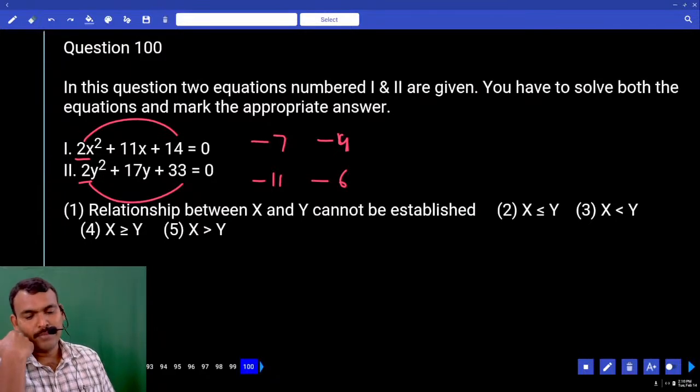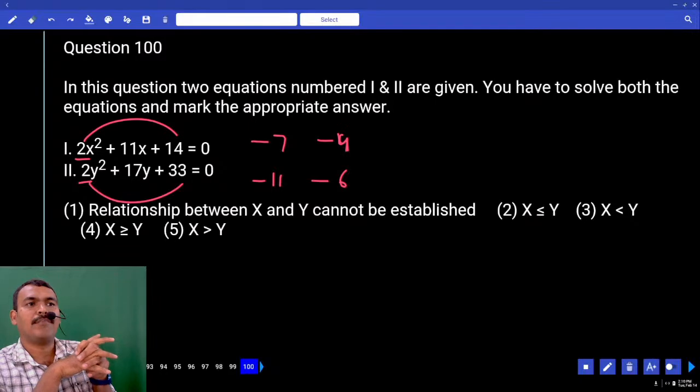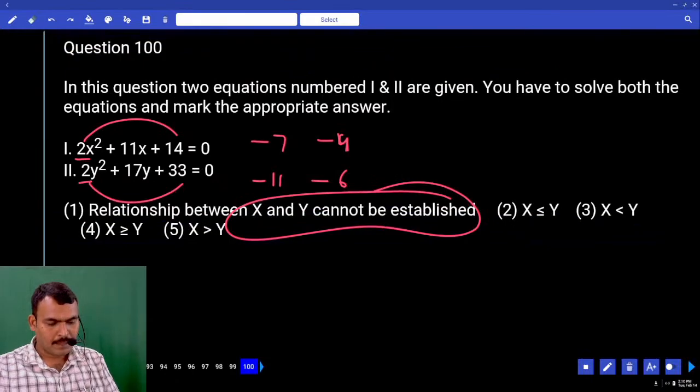Final roots. Minus 7 compared to minus 11 is greater. Minus 7 compared to minus 6 is less than. Opposite symbols, or not. What is the relation? No relation, or not.